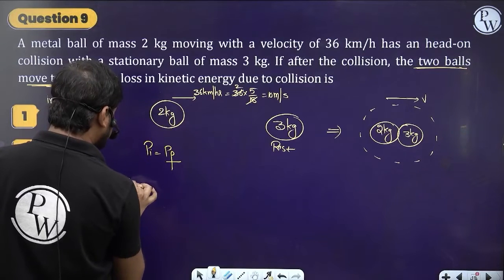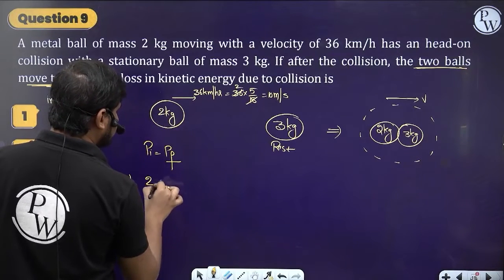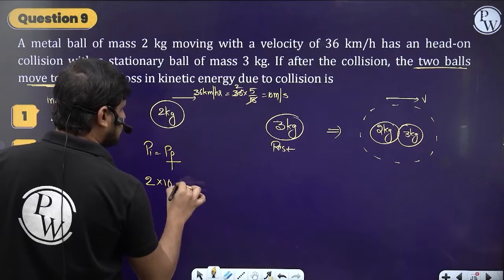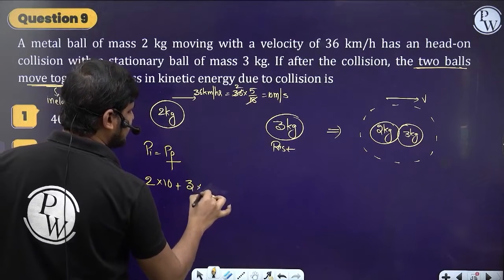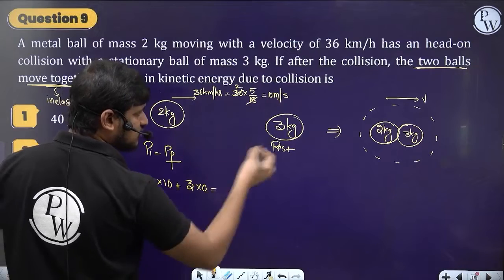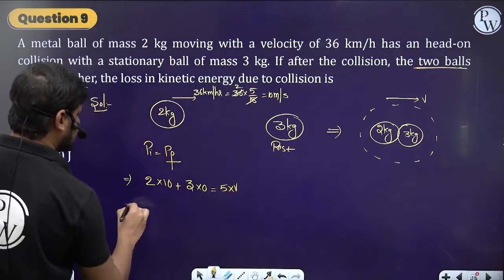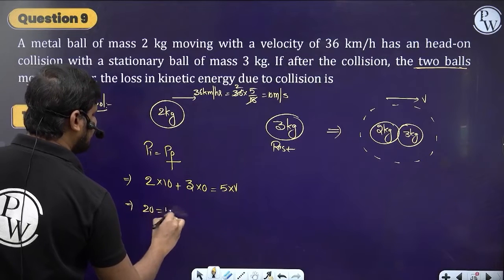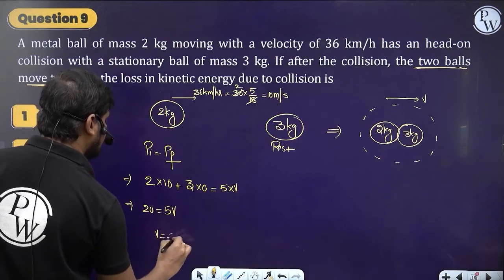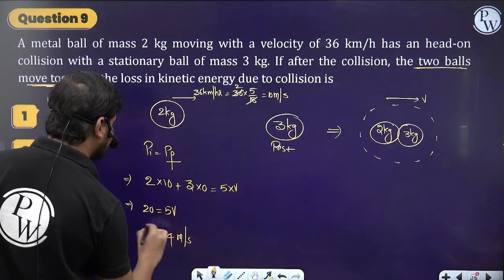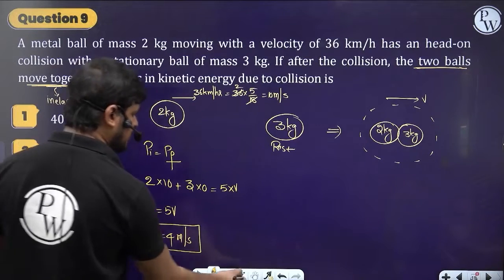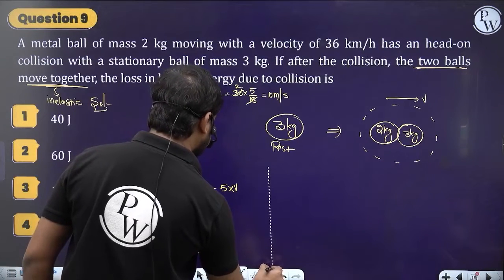So the initial momentum is, its mass is 2 and its velocity is 10, plus the second one, 3 kg, is at rest, so 0, equals the total mass 5 kg moving with velocity v. So here it is 20 equals 5v. So v equals 4 meter per second. Fine. But this is the final velocity.